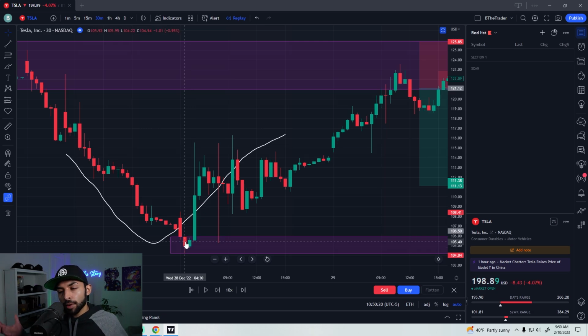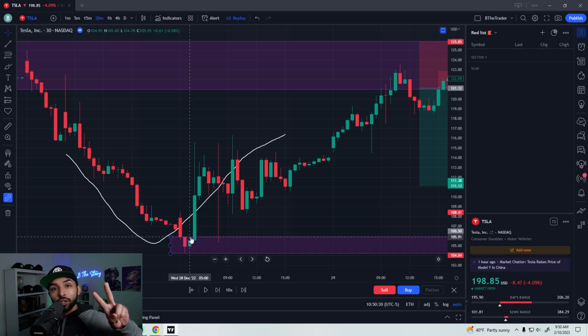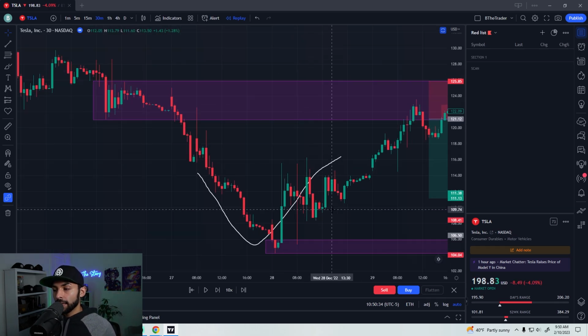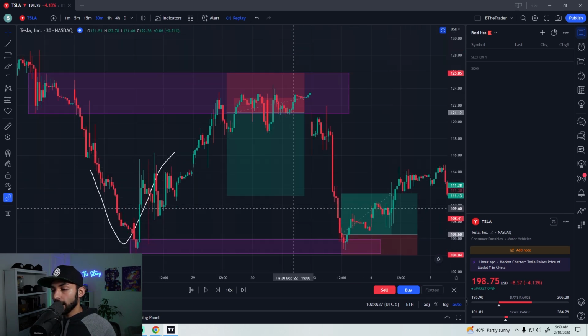It can be debatable. It could be the green one. It could be the red one. So I like to use both. And then from there, I like to draw my box using the high and the low. I like to include the wick. That's just me.